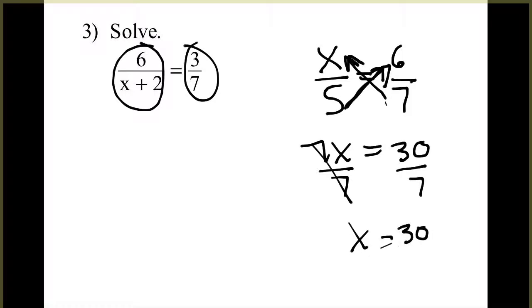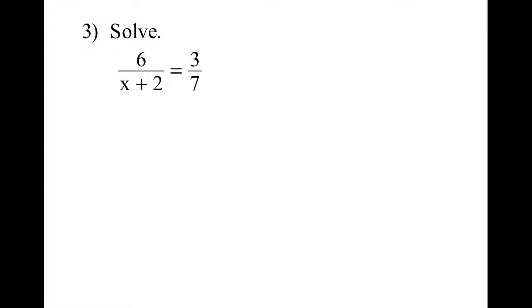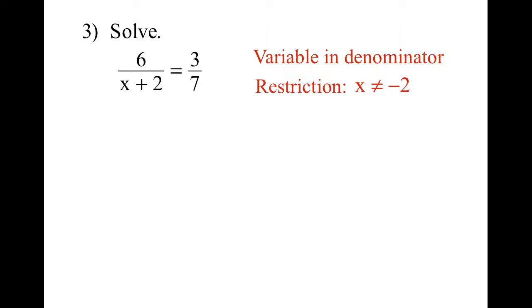Okay, so we're basically going to do the same thing here. The only difference is I do have a binomial. Okay, I'm going to cross multiply. Oh, now before we do this, let's think about our restriction. What is x not allowed to be? In this case, what would make that x plus 2, where the variable is, equal to 0? x would have to be negative 2. So in this case, the restriction is negative 2.